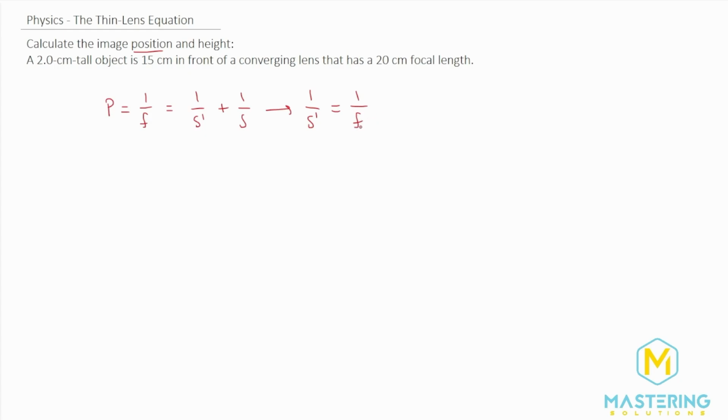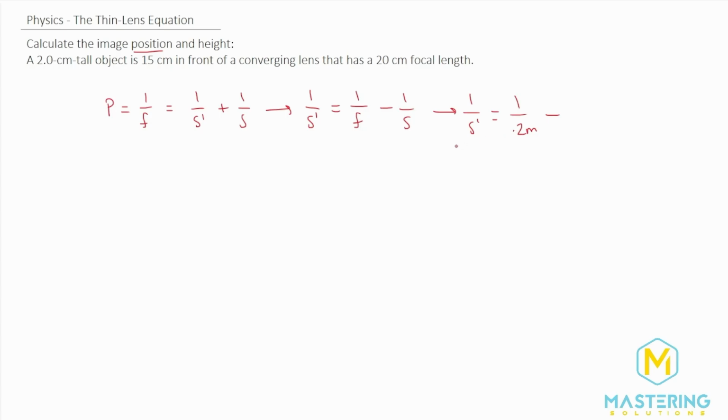Since we have a converging lens, the focal length will be positive, and we're going to minus 1 over the object distance. So 1 over s prime is equal to 1 over the focal length, which we said is a positive 0.2 meters. And we're going to minus, this does need to be in meters to give us the correct answer, because a diopter is an inverse meter. So if it's not in SI units for that, it won't work correctly.